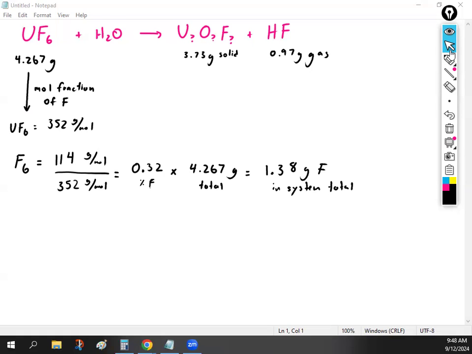All right, so we know that there's a total of 1.38 grams of fluorine. And now we just need to find out how much is in the solid and how much is in the gas. Well, we found the gas in the previous problem, right? How much fluorine is in there. You got 0.9215 grams of fluorine in the gas. That was in the previous section. So look at part A, and you guys should see where we got 0.9215 grams of fluorine.